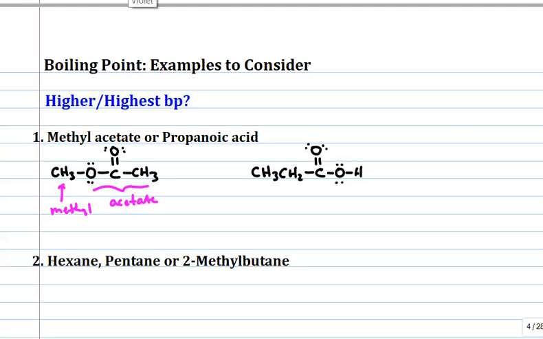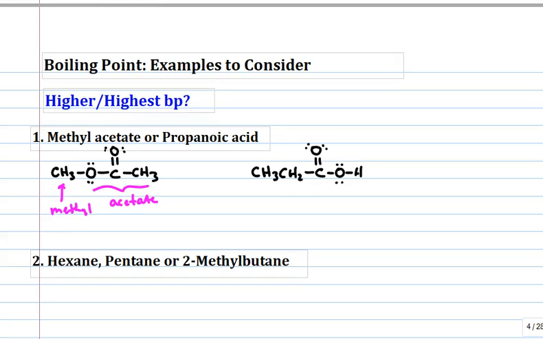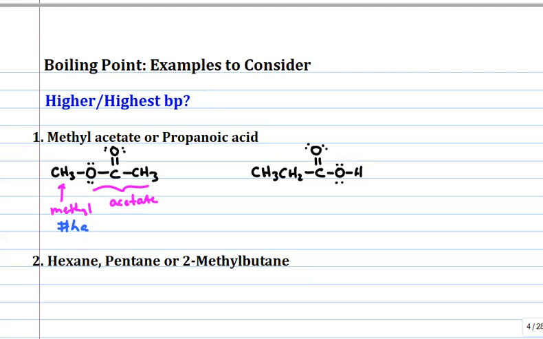Sometimes we do the size issue first. So let's just look at this. How many heavy atoms in each of these molecules? Well, the number of heavy atoms in methyl acetate equals 1, 2. I'm counting non-hydrogen atoms. So carbons and oxygens in this case. 1, 2, 3, 4, 5.